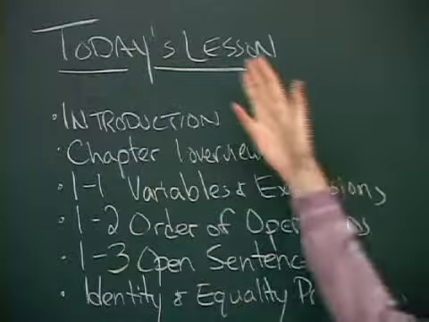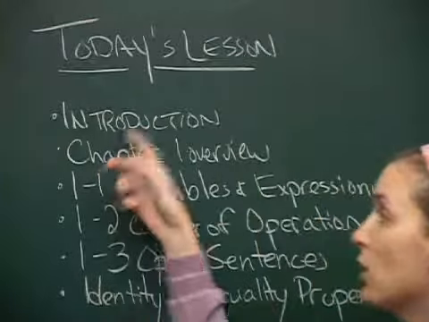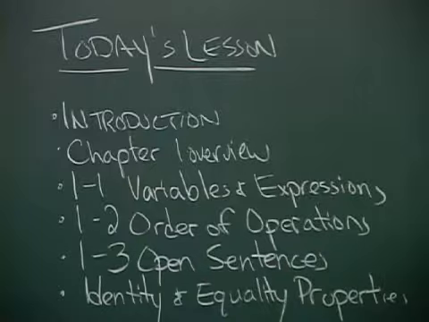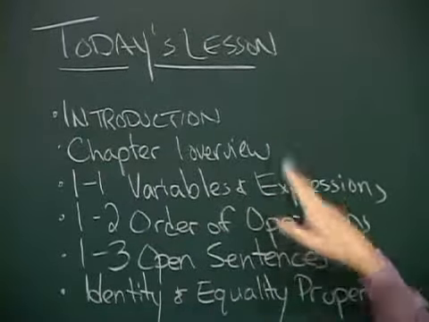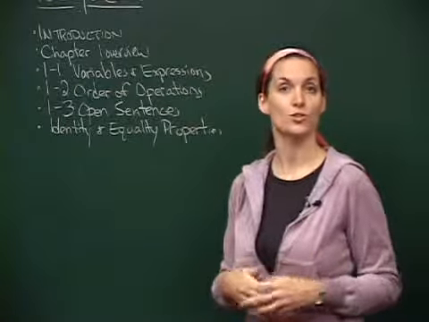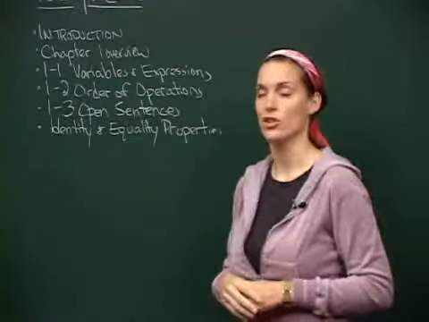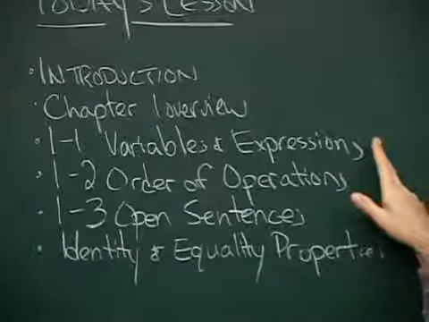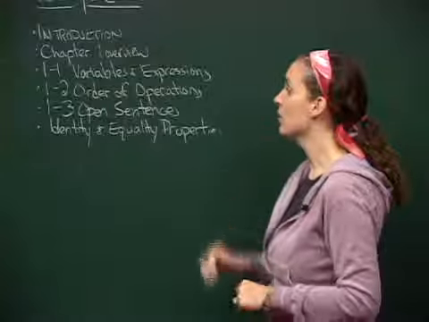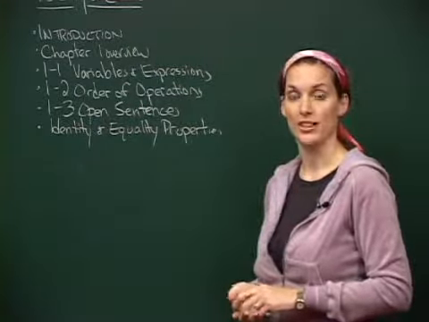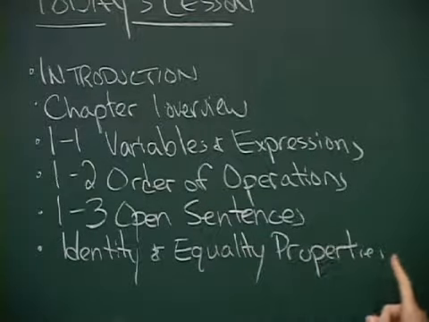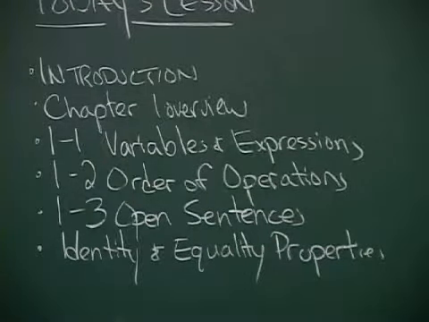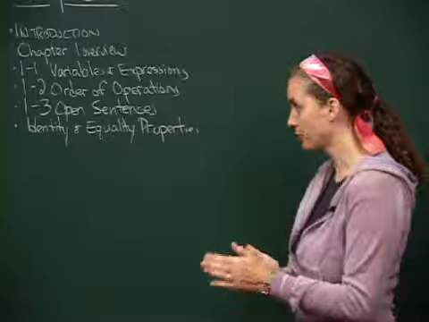All right, so today's lesson, this is what we're going to cover. First, the introduction, which I just did. I introduced myself and what we're going to be studying in this unit. Then we're going to go on to the Chapter 1 overview, which we also just covered, the things that are all in Chapter 1. Next, we're going to go on to Section 1-1, in which we'll be talking about variables and expressions, followed by order of operations, open sentences, and then finally identity and equality properties.